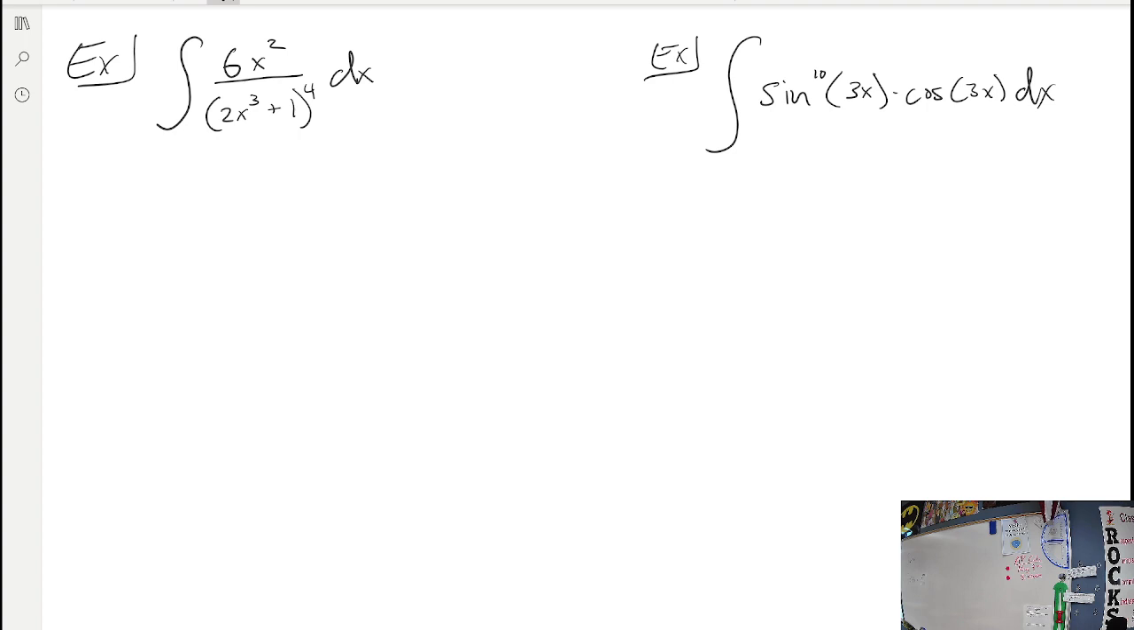For the second one, is it going to be like the derivative of sine is cosine? My train of thought was u to the negative fourth, and then I put du, and I was going to try to do it that way. Similar thought process, but not the right technique.